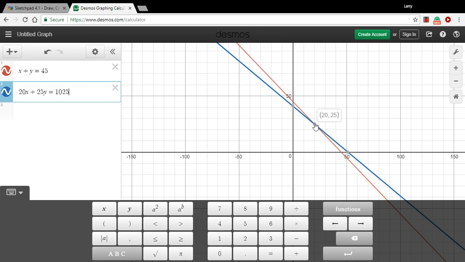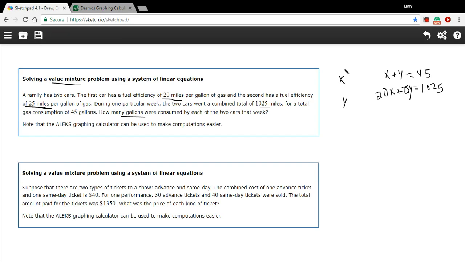So if you've got a graphing calculator and you're allowed to use it for this type of problem, it's maybe a little bit easier way to do it than the elimination or the substitution. But in this case, we found out that X equals 20 and Y equals 25.